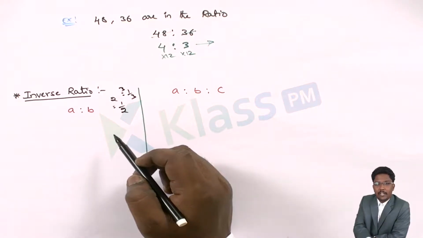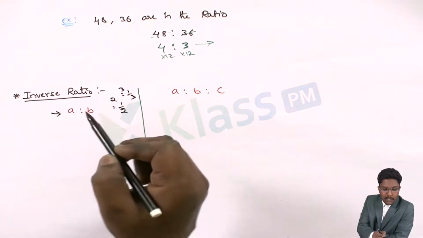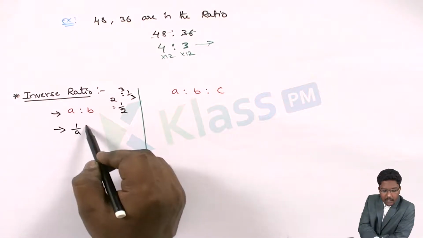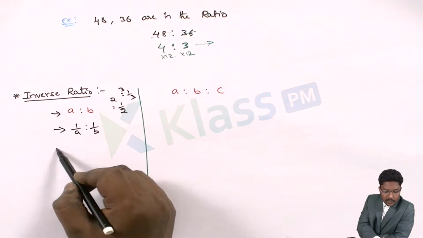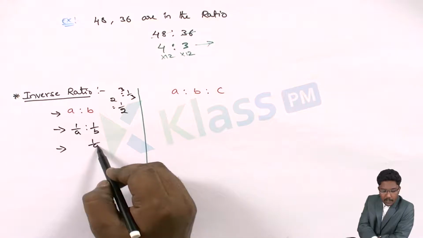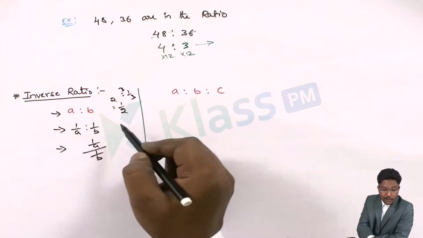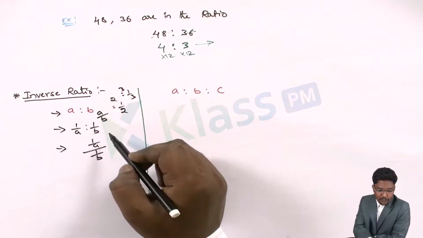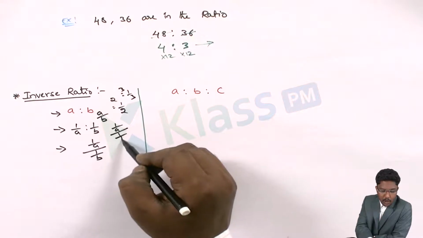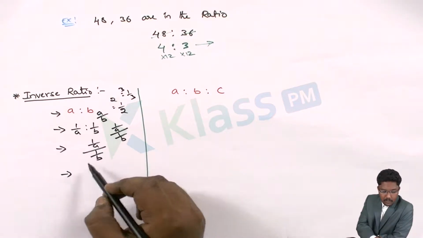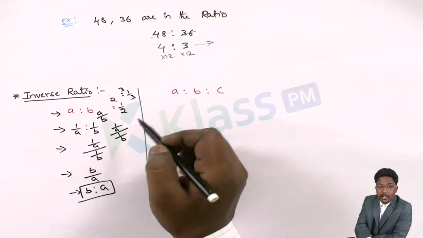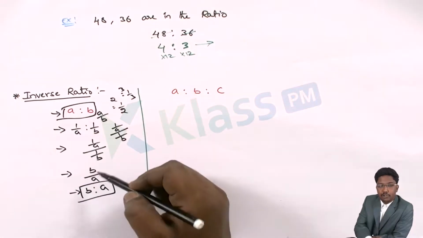In this way, what is the inverse ratio? Let us see. A is to B is a normal ratio. So, what is the inverse ratio? Same as 1 by A is to 1 by B. Then, we are taking the LCM of A and B. A ratio can be written in a fraction format, so A by B. In this way, 1 by A is to 1 by B, we are writing 1 by A over 1 by B. Next, you can reverse it: B by A. Then I am writing it in B is to A form. So, the inverse ratio of A is to B is B is to A.